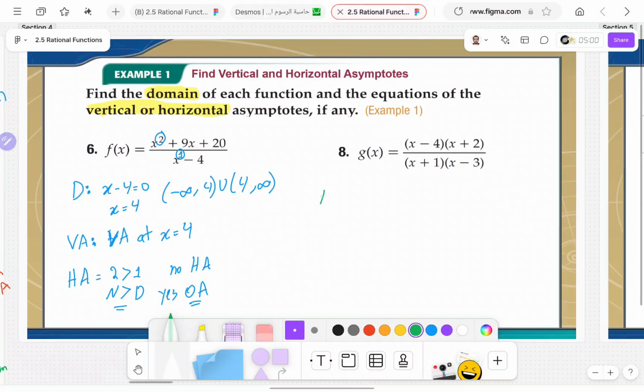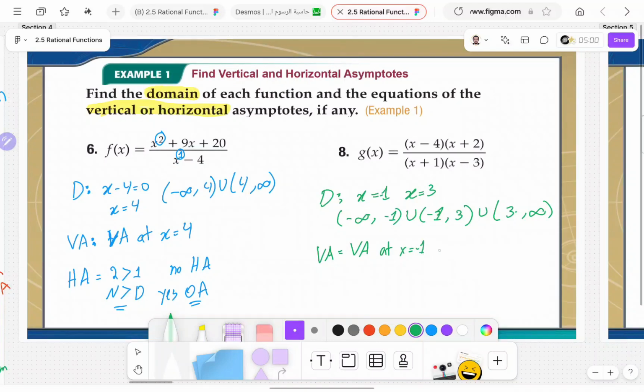Now, how about this one? What's the domain for this graph? The domain for this one is x equals negative 1, sorry, and here x is equal to 3. So I write the domain: negative infinity to negative 1, union from negative 1 to 3, union from 3 to positive infinity. Now, how about the vertical asymptote? Same thing. We have vertical asymptotes at x equals negative 1 and x equals 3.